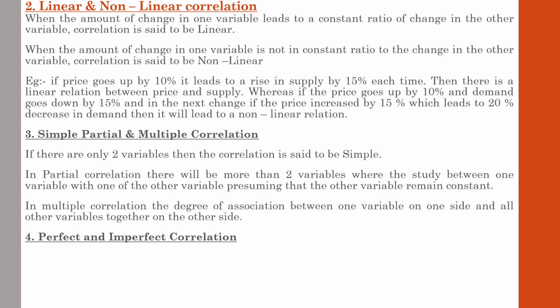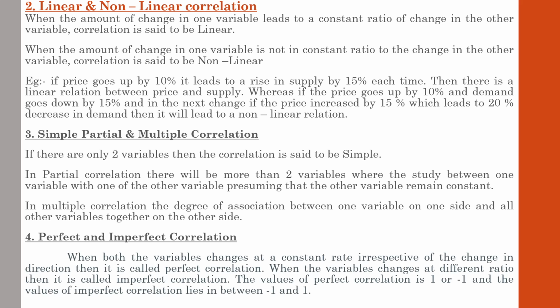Next one, perfect and imperfect correlation. When both variables change at a constant rate, irrespective of the direction of change, it is called perfect correlation. When the variables change at different ratios, it is called imperfect correlation. The value of perfect correlation is 1 or -1, and the value of imperfect correlation lies between -1 and 1. Regarding perfect and imperfect correlation, we will discuss the same with a diagram, then you will understand the concept of perfect, imperfect, positive as well as negative.